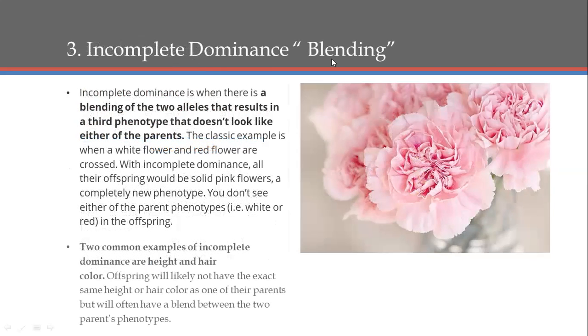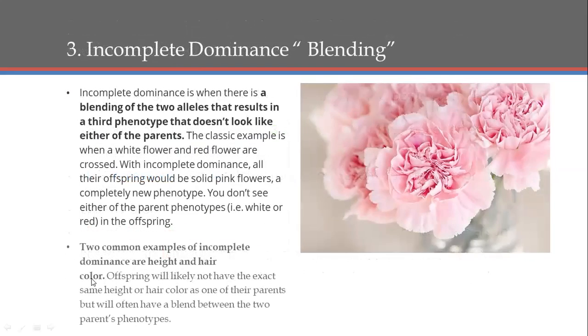Here is the incomplete dominance, or blending. In incomplete dominance, there is a blending of two alleles that results in a third phenotype. Here the third phenotype is pink, which doesn't look like either of the parents. In this classic example, when a white flower and a red flower are crossed with incomplete dominance, all the offspring would be solid pink, not patches. A completely new phenotype. You don't see either of the parent phenotypes. You will not see white or red, you will see pink.